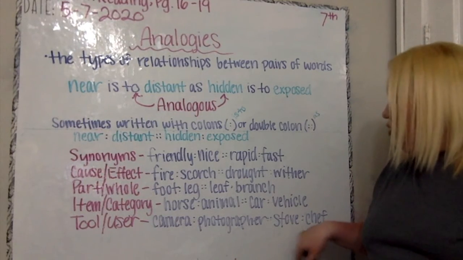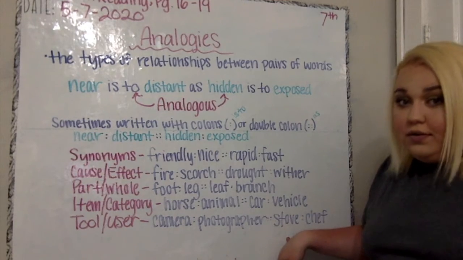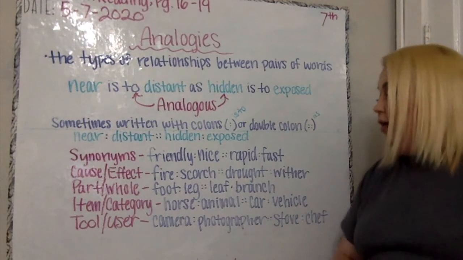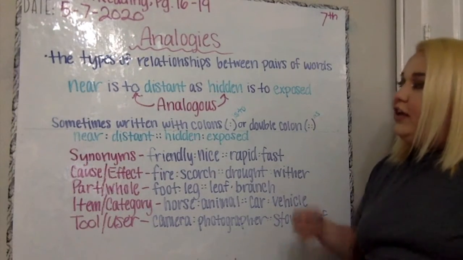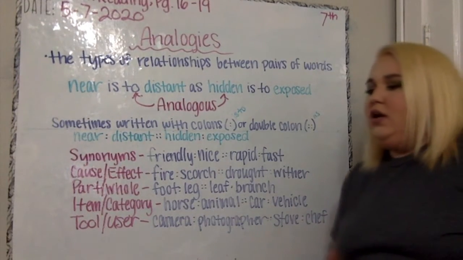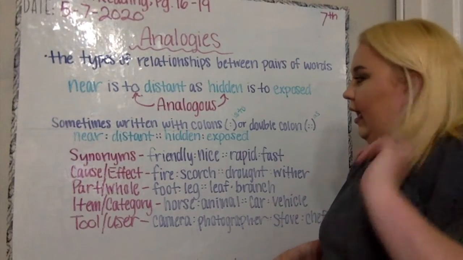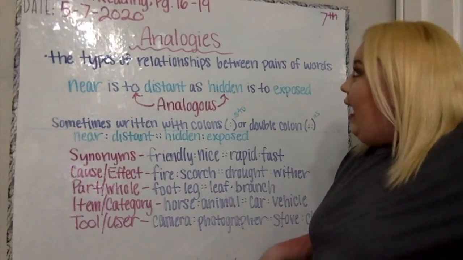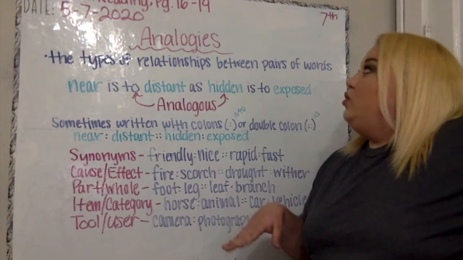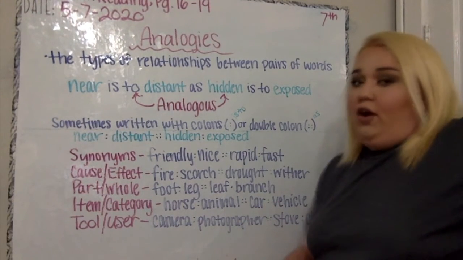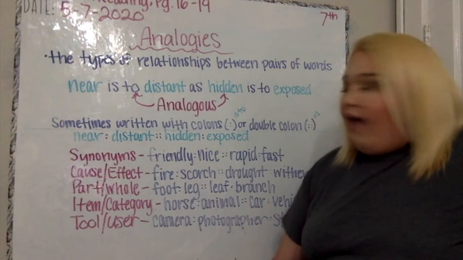The chef's tool is a stove, or an oven, whatever. So camera is to photographer as stove is to chef. Hopefully this is making a lot of sense. So we're going to go ahead and do the practice at the bottom of page 16 together, and then you guys will do pages 17, 18, and 19 on your own. So let's take a look at that right now.